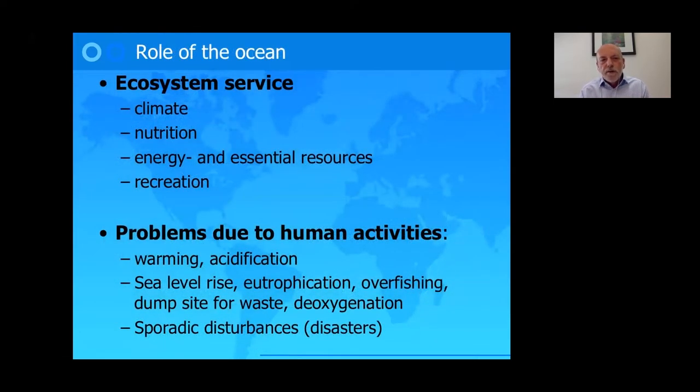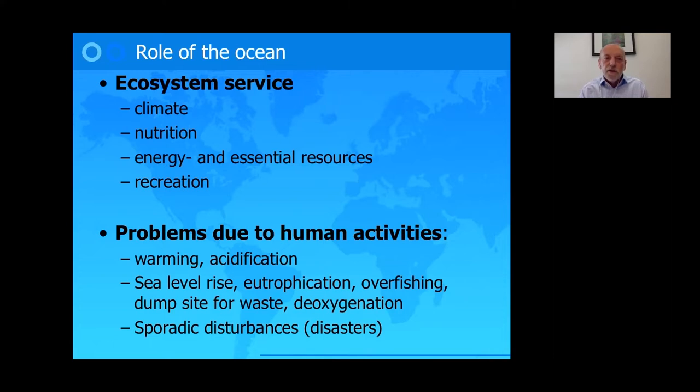So when we think of the ocean, what does the ocean do to us humans? We coined this ecosystem service, which is sort of an anthropocentric view of the ocean, to think of a service to humans. So the ocean is delivering quite some services.